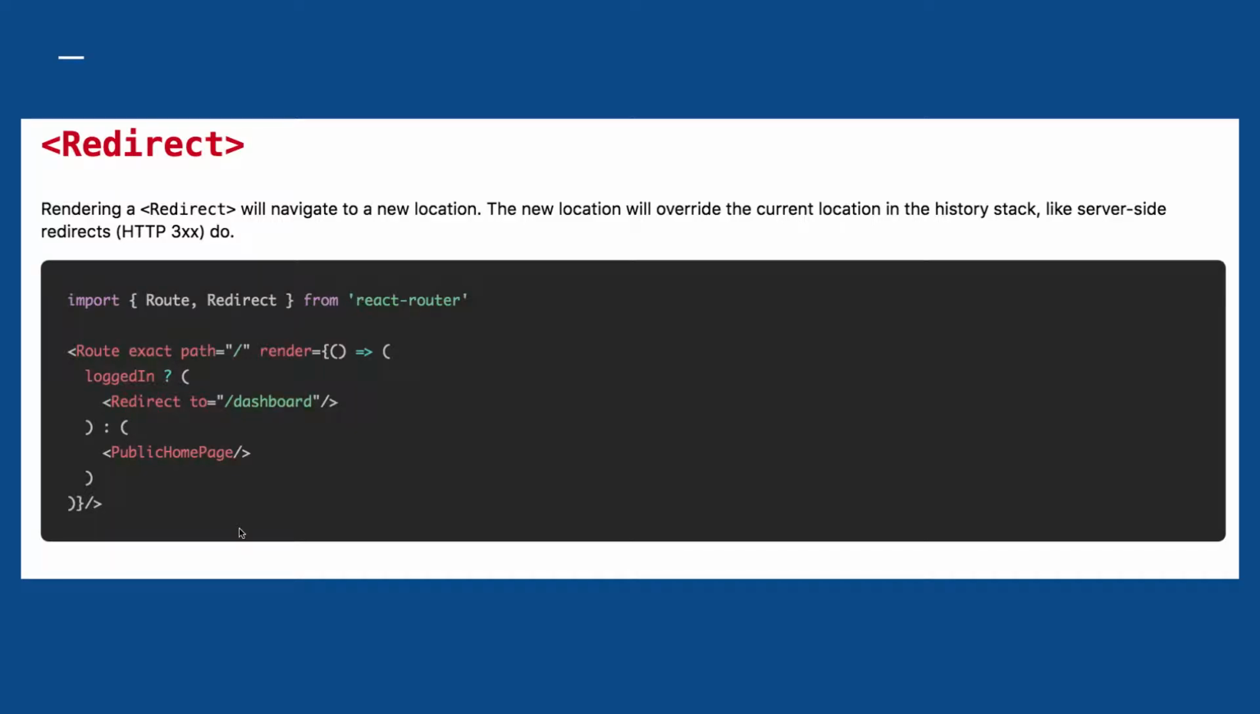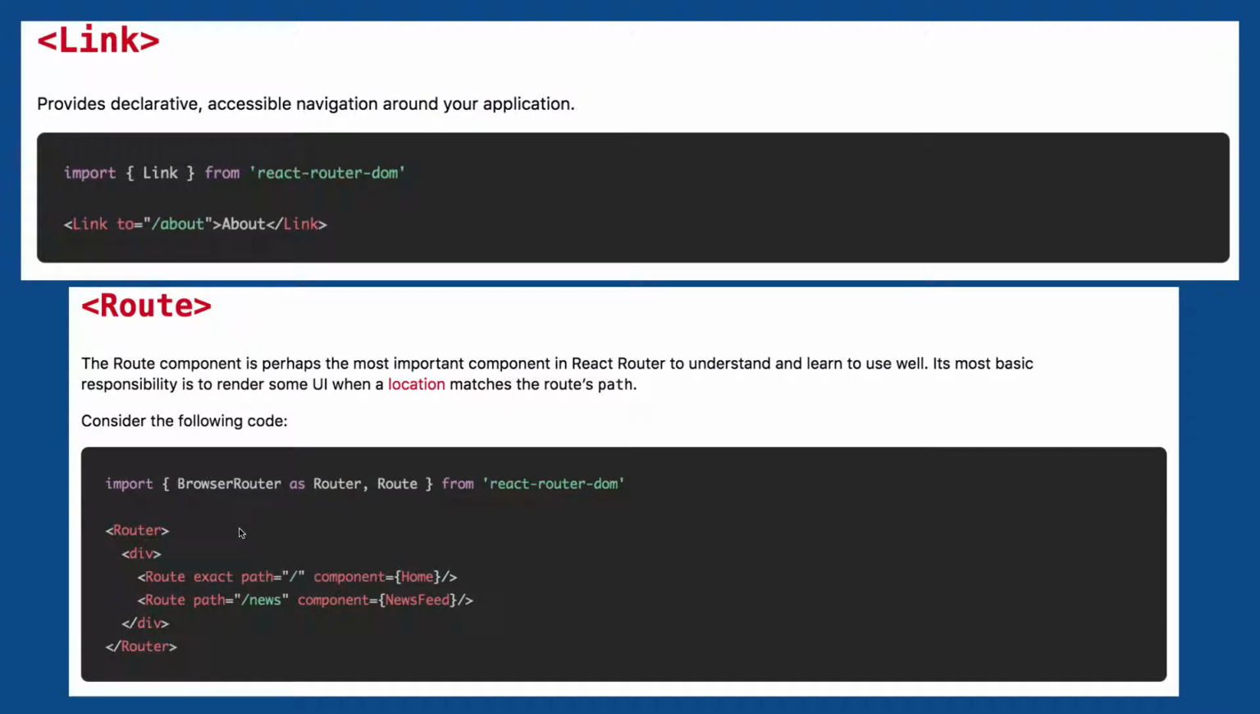So in this instance, you could see that they do have exact path. So there's kind of a catch right here, making sure that if the exact path is /, then render this. Otherwise, if the route is /news, then you can go ahead and render that.